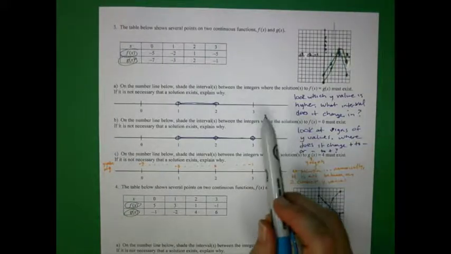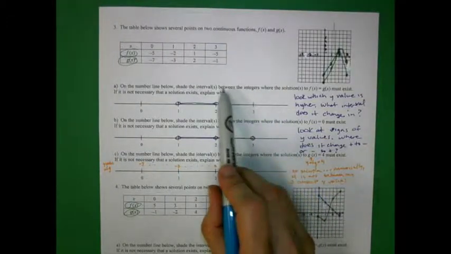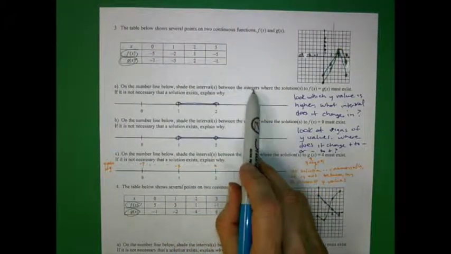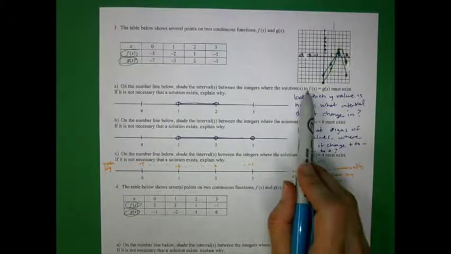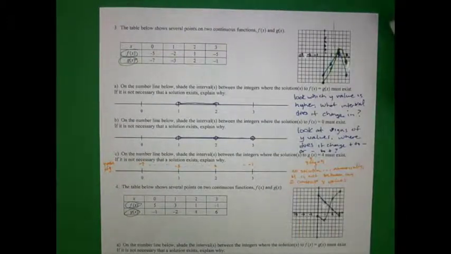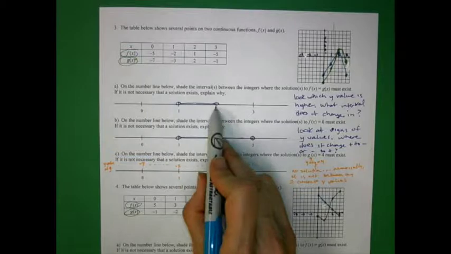Or they can just think about the numerical values. So I just wanted to summarize for you, in case you didn't watch that other video, with graphing, to answer this one, I want to know, shade the interval between the integers where the solutions to f of x equal g of x must exist. So we're looking for where these intersect, and my two graphs, the blue and the green, seem to intersect between 1 and 2. And so I have shaded the interval between 1 and 2.